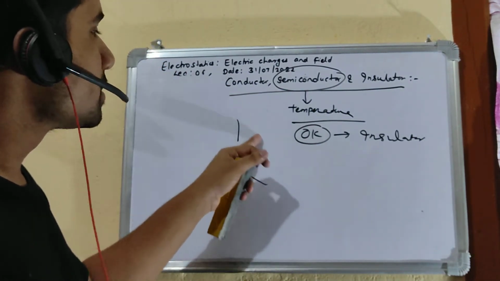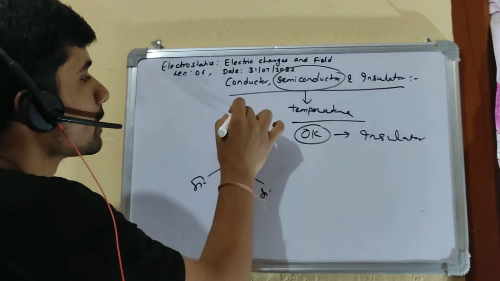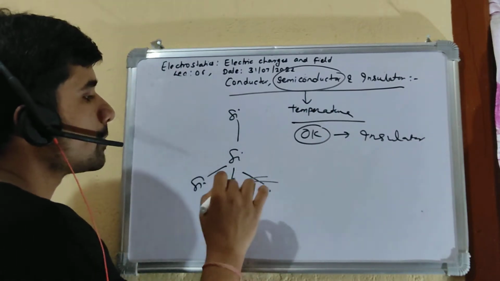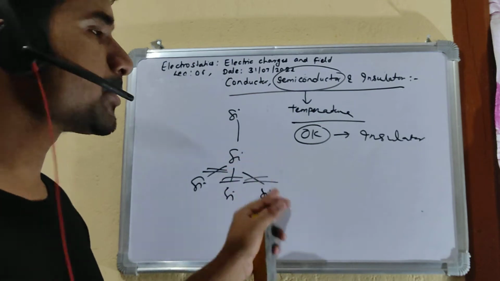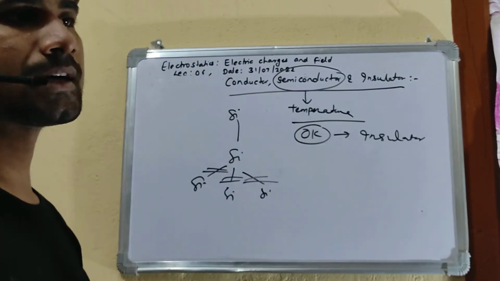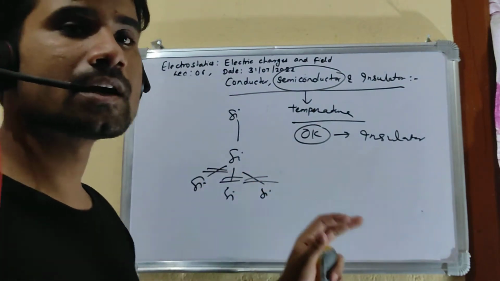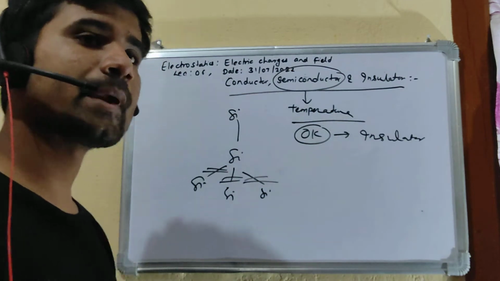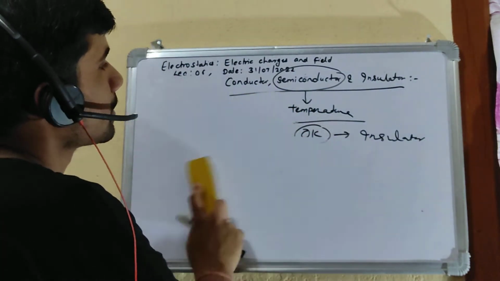At 0 Kelvin, all these bonds are tightly bonded, and there won't be any conduction. But if you increase the temperature, some bonds will break and it will conduct. So it has behavior in between a conductor and an insulator, hence it is called a semiconductor. The behavior can be controlled using temperature, and there are other factors also which we will discuss in the semiconductors chapter in later units.